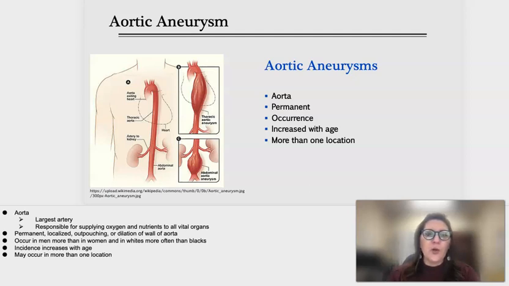So this is a permanent, localized outpouching or dilation of the wall of the aorta. You see this at the top picture, top right, B, that's a thoracic aortic aneurysm. It's not supposed to be open, ballooned like that. In the bottom, the abdominal aortic aneurysm. On the left, that's what it's supposed to look like, normal. On the right, those are examples of a thoracic and an abdominal aortic aneurysm. Occurs more in men and more in whites than blacks. The incidence increases with age. People can have a thoracic and an abdominal aneurysm. They can have a lot of anxiety because they feel like they're a ticking time bomb, which they sort of are. It depends.